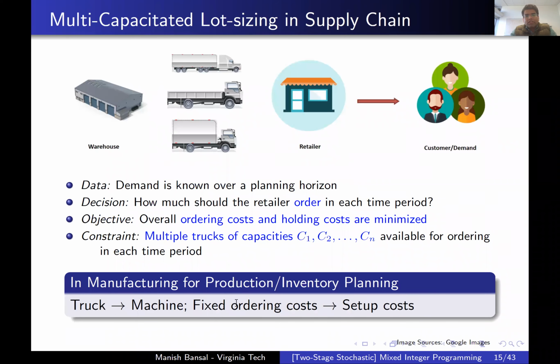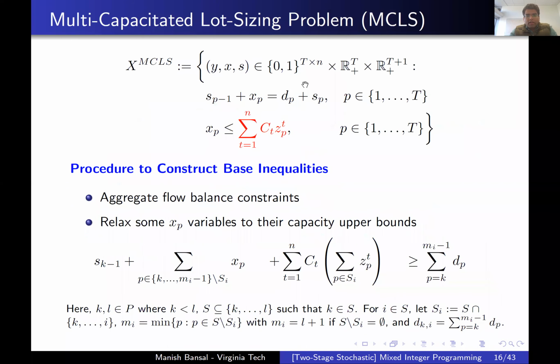So like I mentioned, the similar extension is in lot sizing in the supply chain. Instead of having a single truck with the capacity C1, now I have n different trucks with different capacities. And in each time period, I have to decide which subset of these trucks is to be used to procure my order from the warehouse. Okay, so this is the feasible region, which is denoted by X_MCLS, and I will be using MCLS to denote the multi-capacitated lot sizing problem.